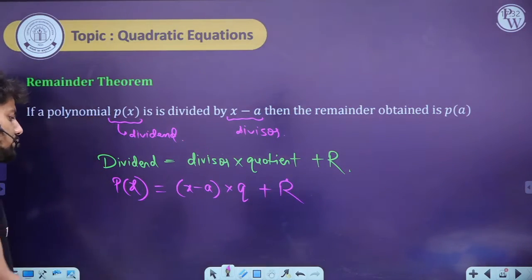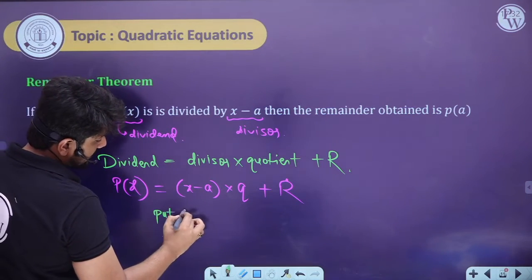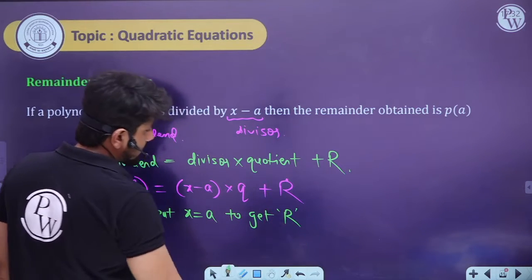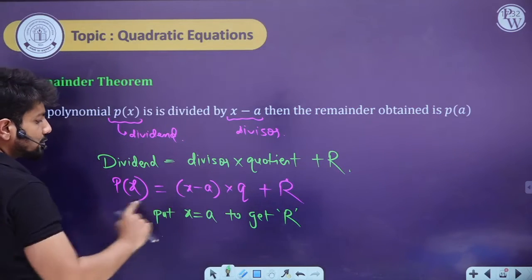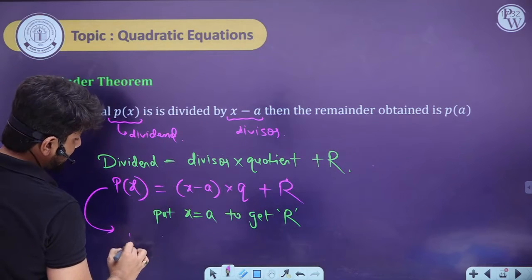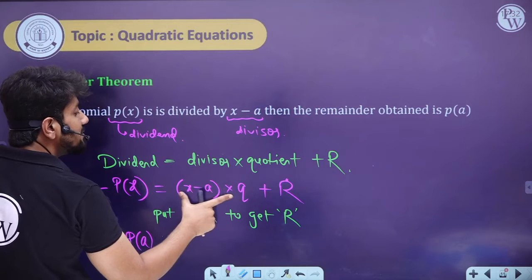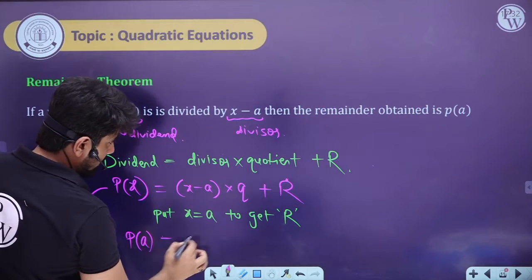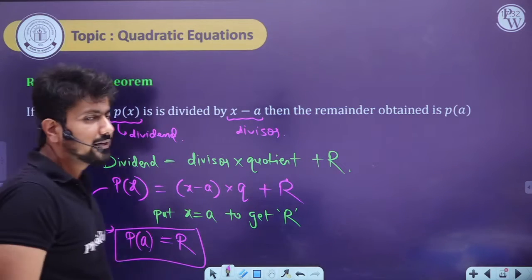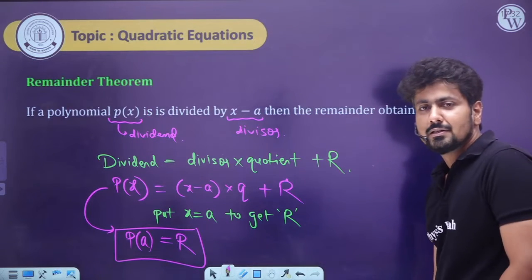Now what value of x should I put to get this r? So simply put x is equal to a to get r. To get this value of r, simply in this equation, put the value for x as a. If you put the value for x as a, in the left hand side, I'm getting p of a. If I put x as a, this term becomes 0. And in the right hand side, I'm getting r. So what is r? R is p of a. As simple as that.